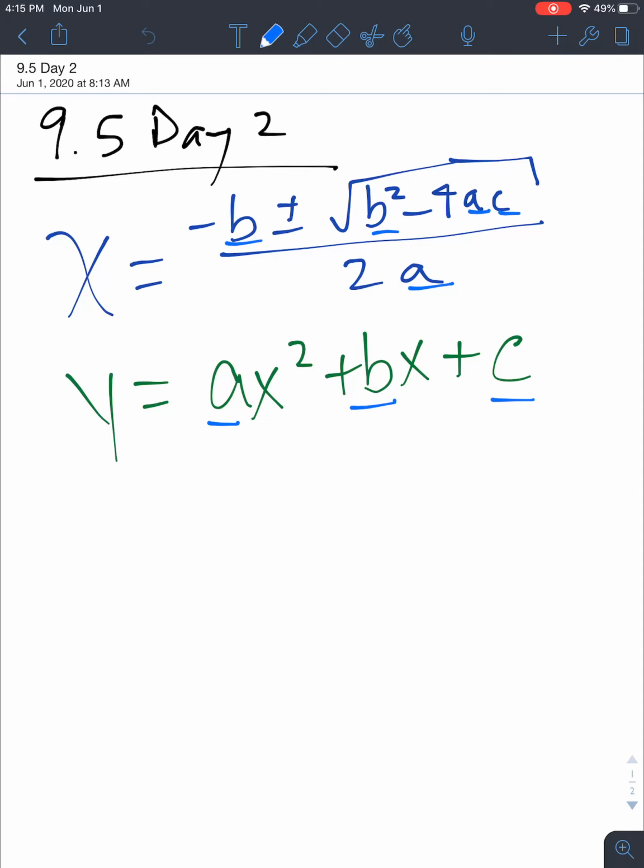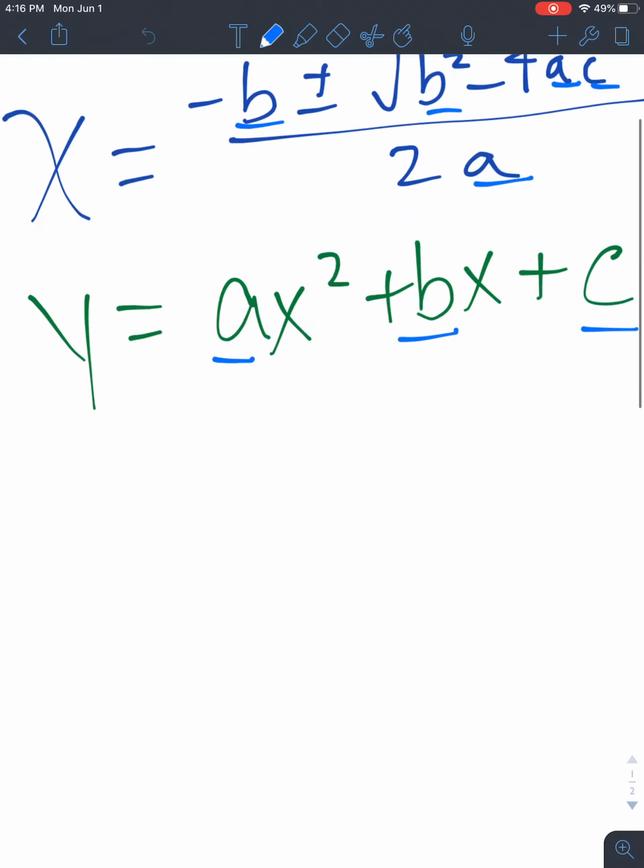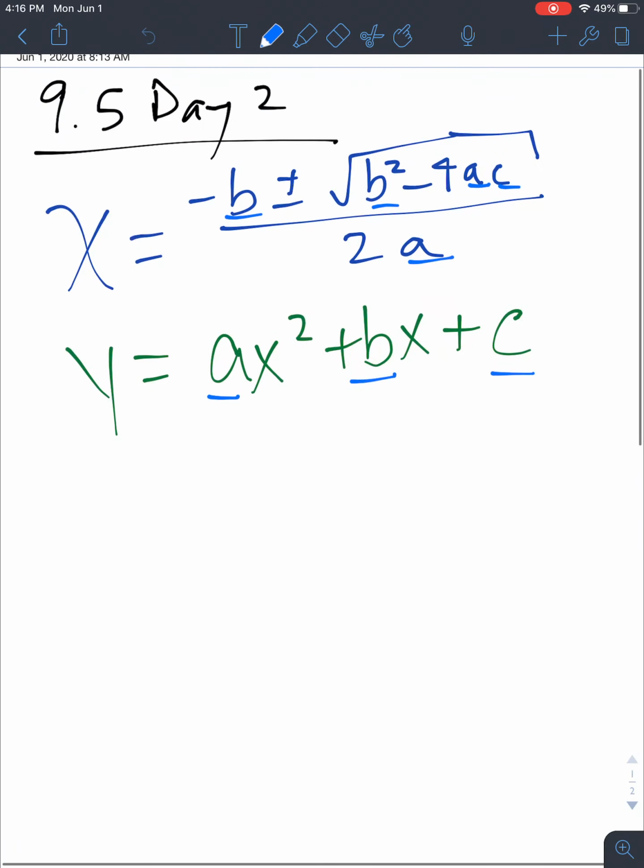All right? So today we're going to be working with the quadratic formula, and we were introduced to this yesterday. In the quadratic formula, there's a lot of different letters going on, and yesterday all we did was identify where those letters come from in our quadratic, right? So A is always in front of the x squared, B is always in front of the x, and C is always by itself. It's just a plain number.